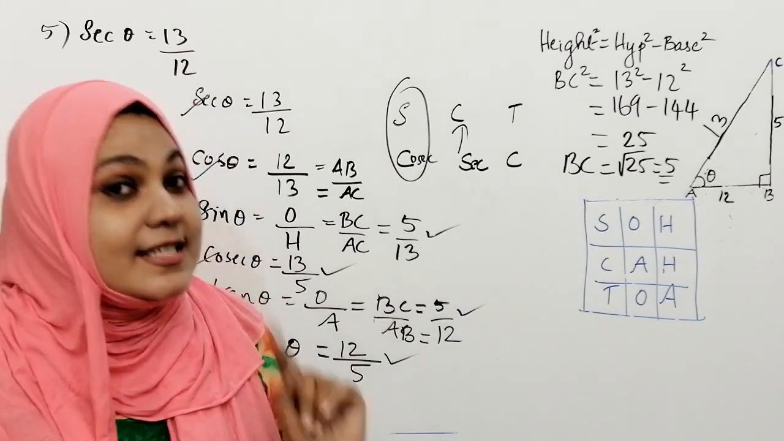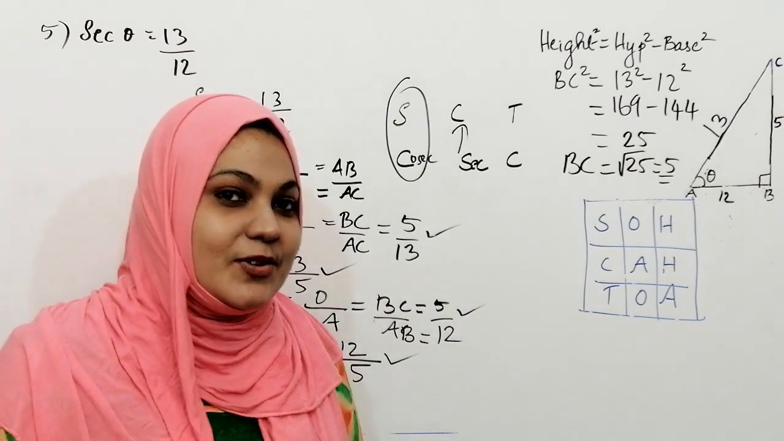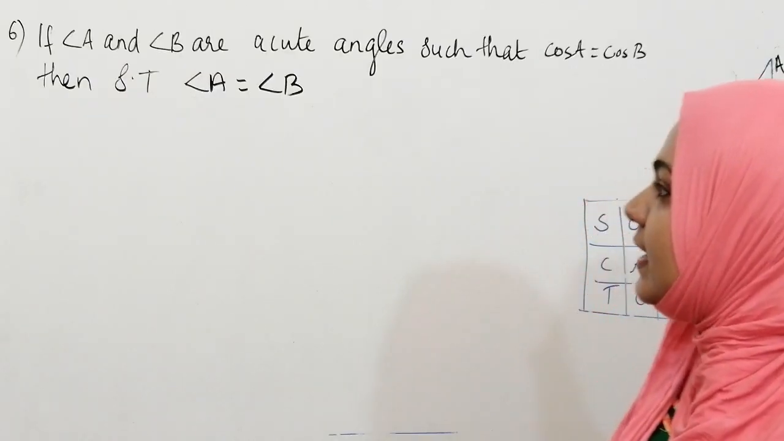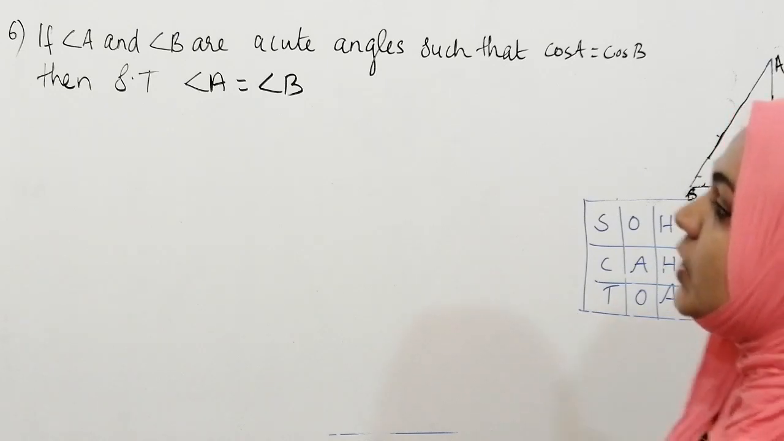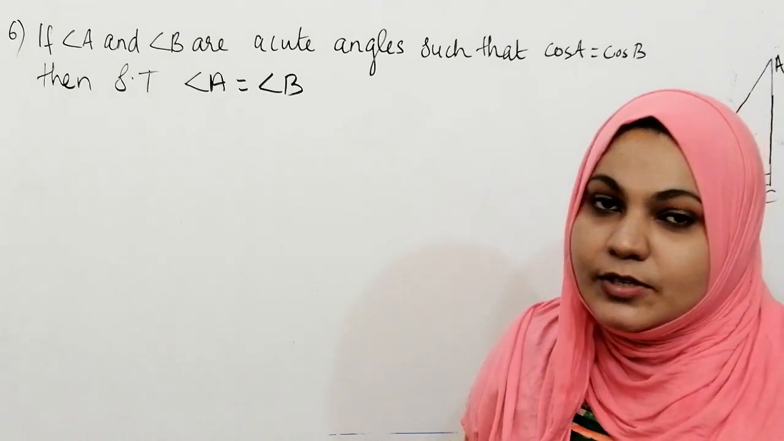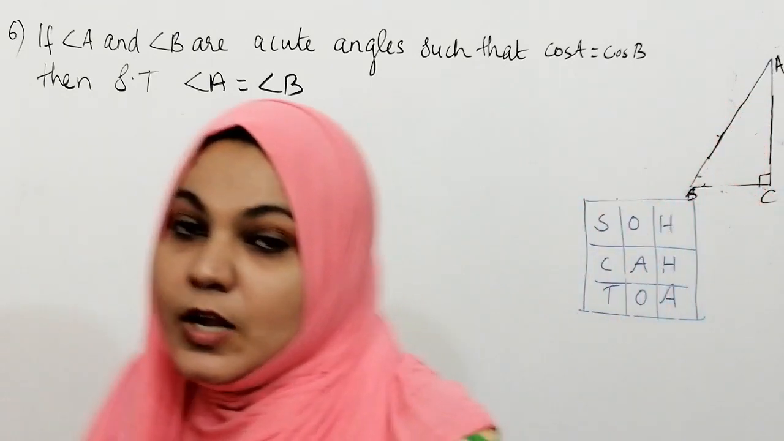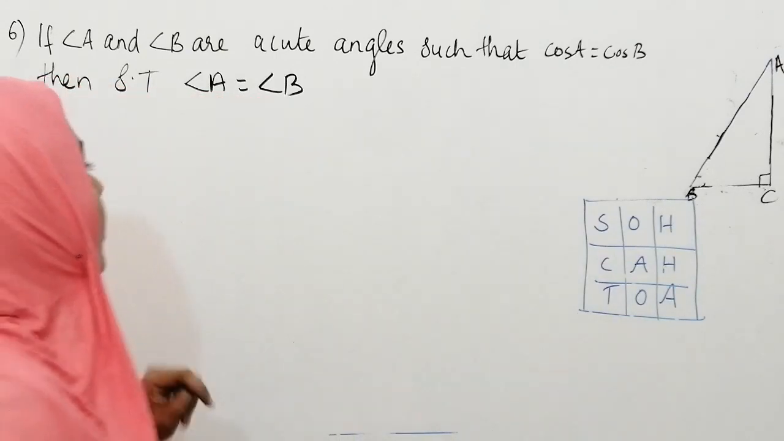So next we can do our 6th question. Let's see what the 6th question is. If angle A and angle B are acute angles such that cos A is equal to cos B, show that angle A is equal to angle B. So it's given cos A is equal to cos B.